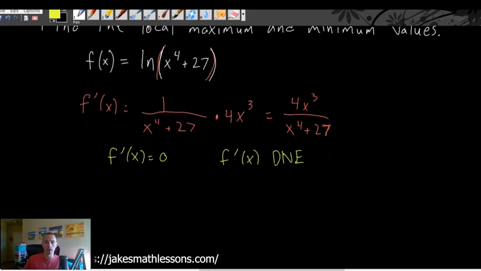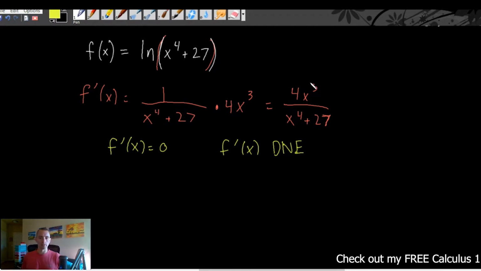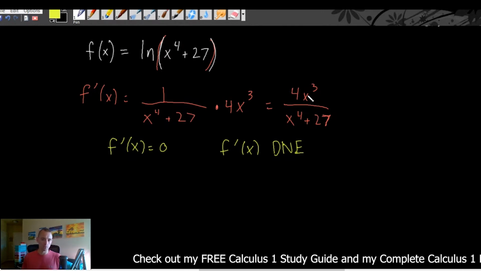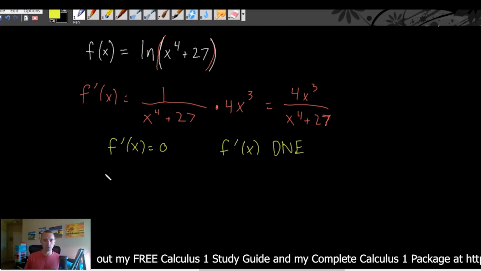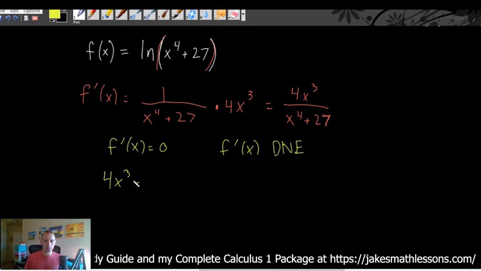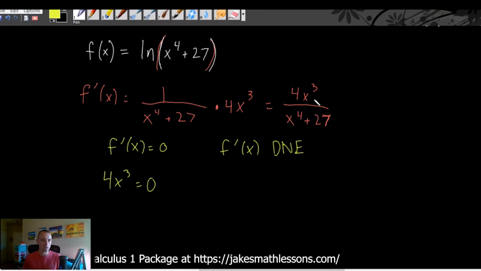In this case, we have a rational function. Our derivative is a rational function, which just means that we have a polynomial over a polynomial, a fraction where the top and the bottom are just polynomials. When your derivative is a rational function like this, it's pretty easy to find critical numbers because the only place where a fraction like this is going to equal 0 is where the numerator equals 0. So if we just look at 4x to the third and set that equal to 0, that's going to be the only place where this whole fraction equals 0, because 0 divided by any number is 0.